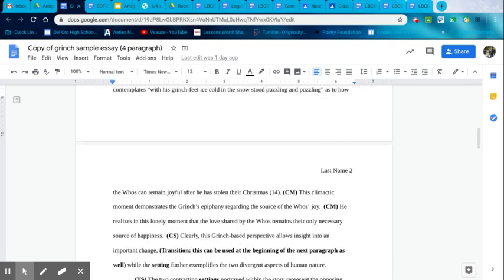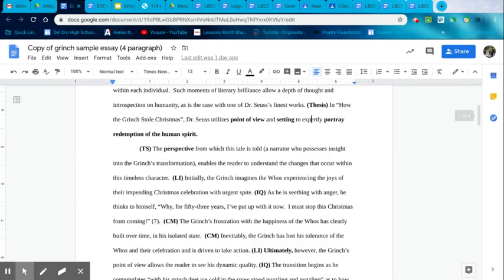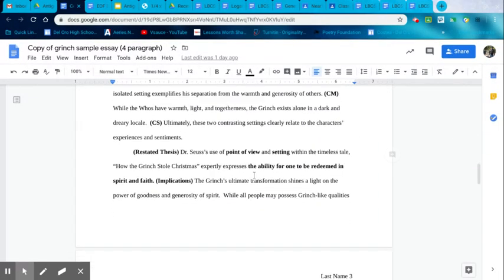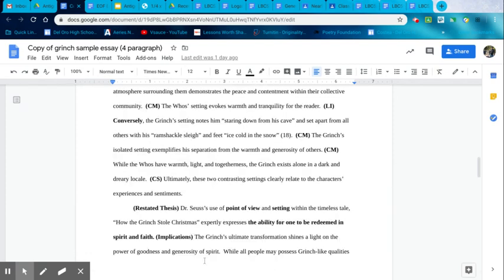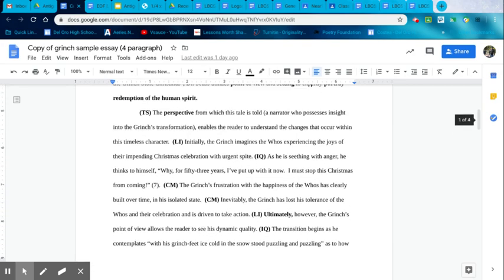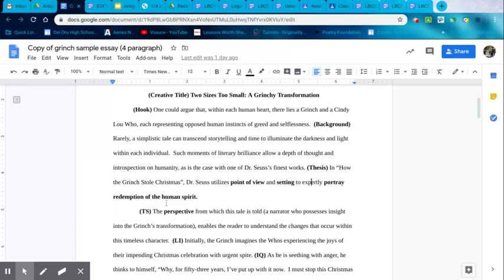Why do I keep saying holy? Human spirit. And then you'll eventually get to the conclusion, where you bring them both in to talk about the redemption again. But notice how in this case they put spirit and faith. They didn't go back to say the same thing, which is what pushes this from a B to an A.